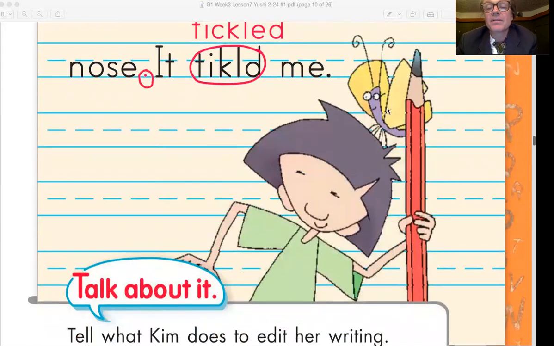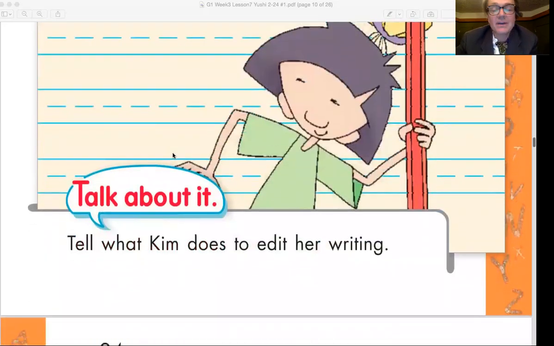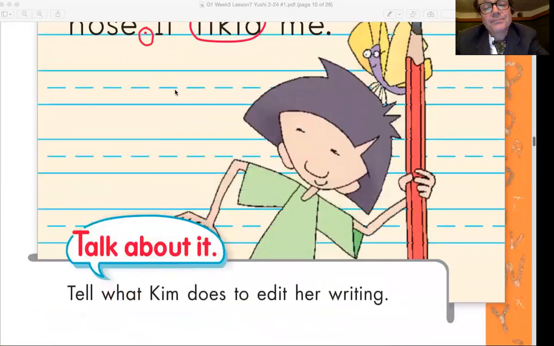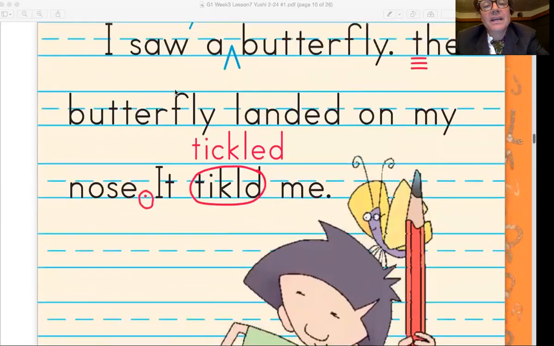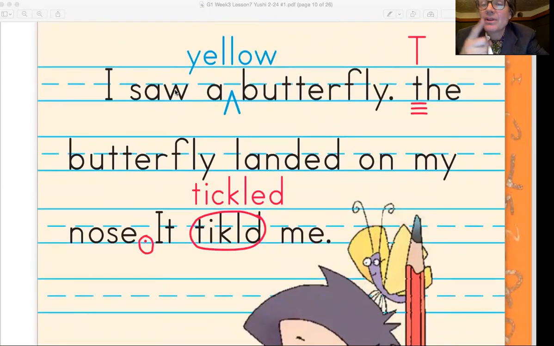Well, there's that yellow butterfly up on her head. Let's talk about that. We just did talk about that. That's what Kim did in her editing. She checked. What were the 3 things she checked? Capital letters. And then she checked the end mark on sentences. And then she checked for spelling. 3 things.